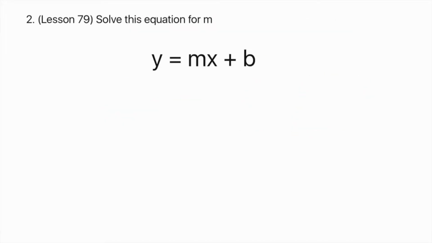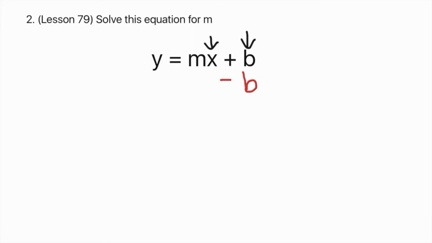Number 2, this is from lesson 79, and they want us to solve this equation for m. So if you notice, this is our slope-intercept formula, y equals mx plus b. And we want to get m by itself. So that means we need to get rid of the x, and we need to get rid of that b also. We're going to do this just like we would any other equation. We're going to start with the b, and since it's plus b, in order to get rid of it on the right side, we therefore need to subtract it. So we're going to have plus b and then minus b.